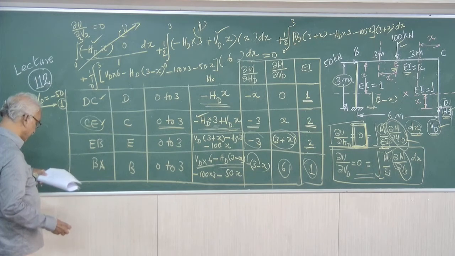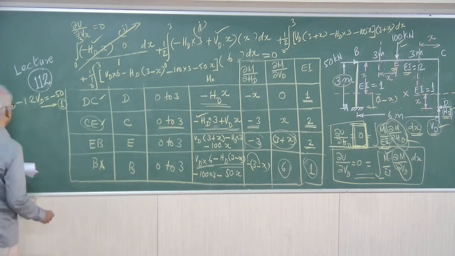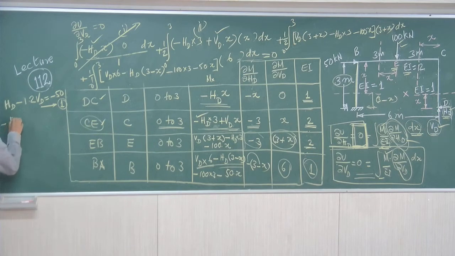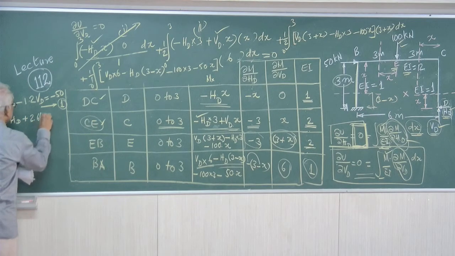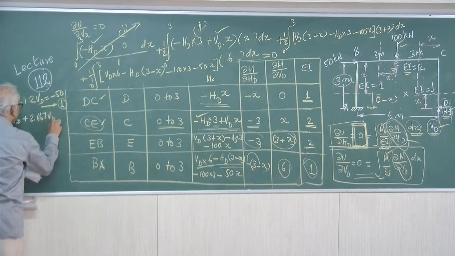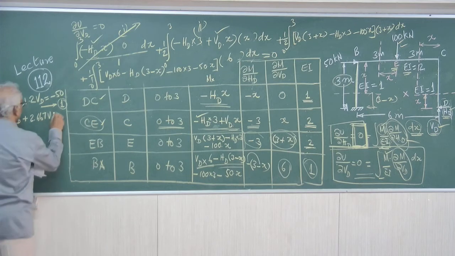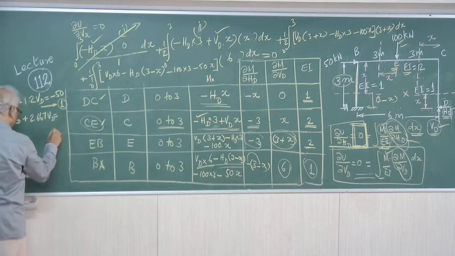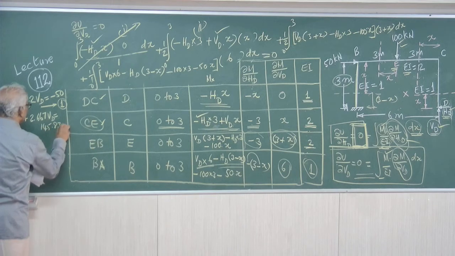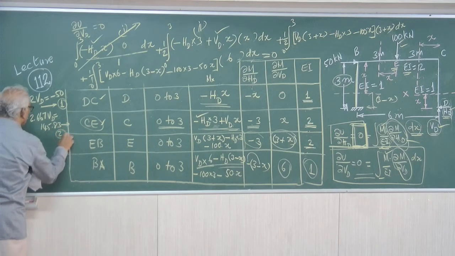The final equation here will be 2.667 Vd minus HD, equal to 145.83. So, this is equation 2.